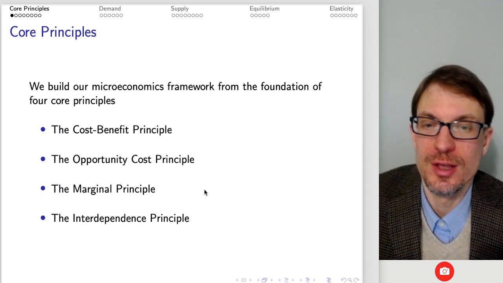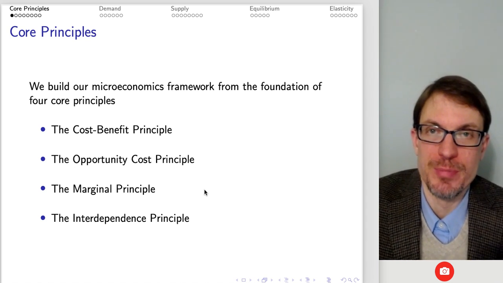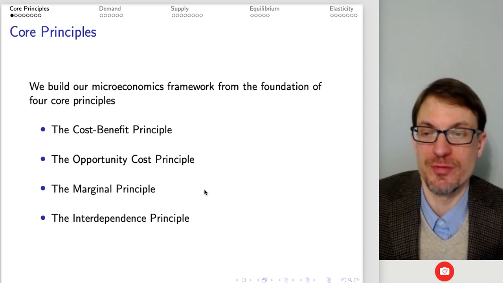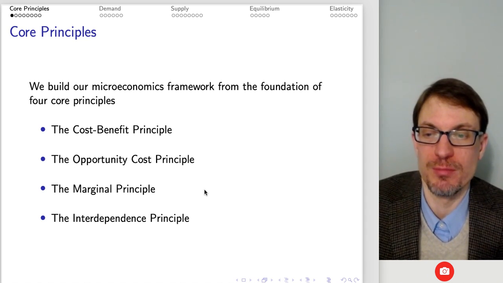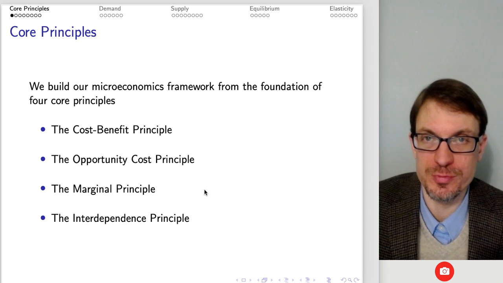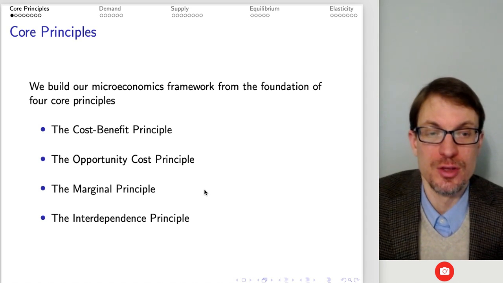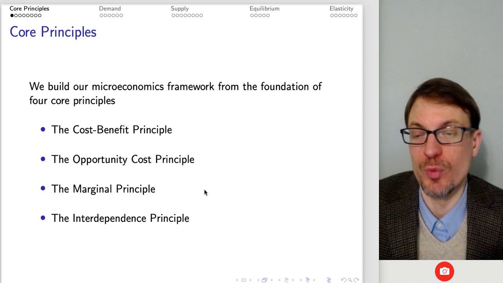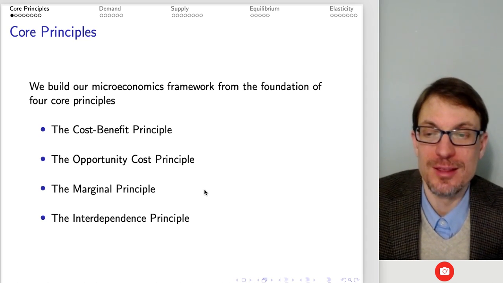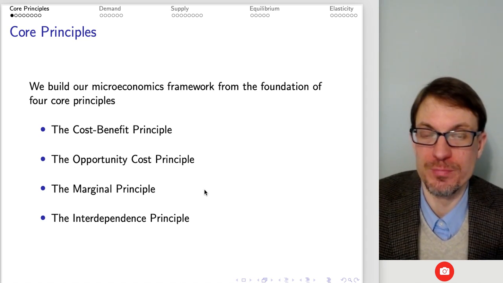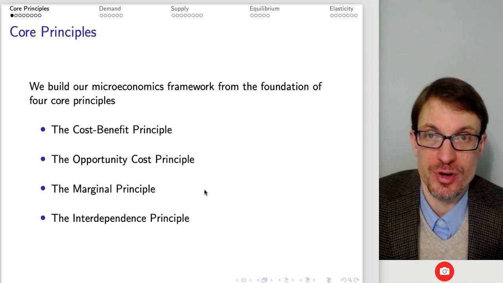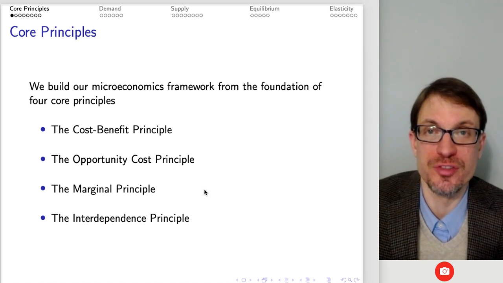All right, so the basic idea is we are trying to build a framework around these four core principles, around the cost-benefit principle, opportunity cost principle, marginal principle, and interdependence principle. So firstly, you should be comfortable with each of these four. You should know what each of these are and how and where they're used. And then the other thing that's really important is to pay attention to where these core principles are showing back up when we cover demand, when we cover supply, and then henceforth through the course.